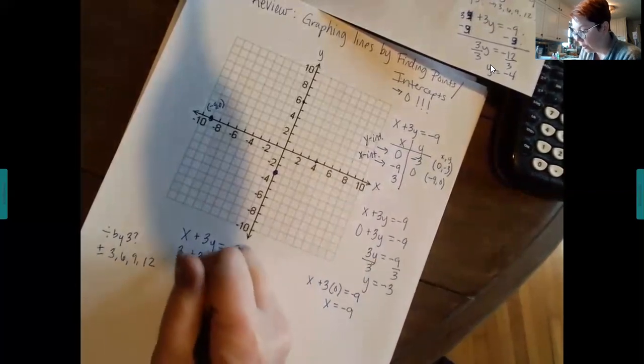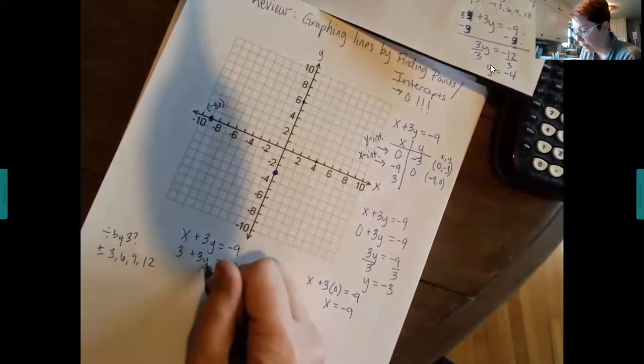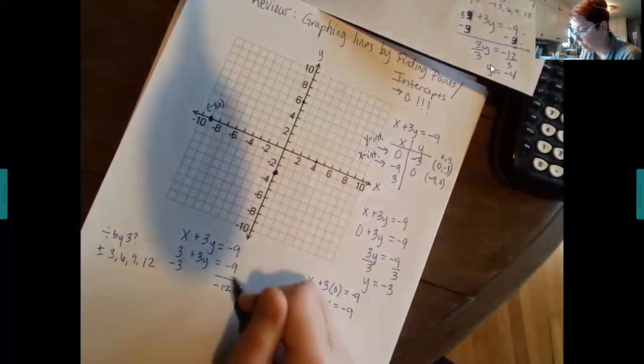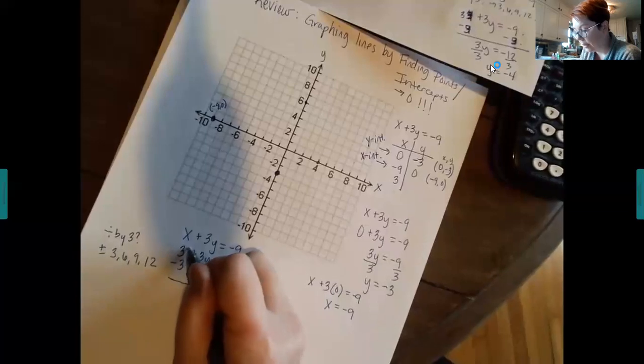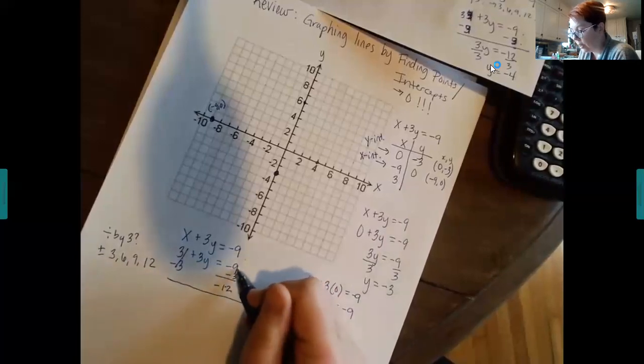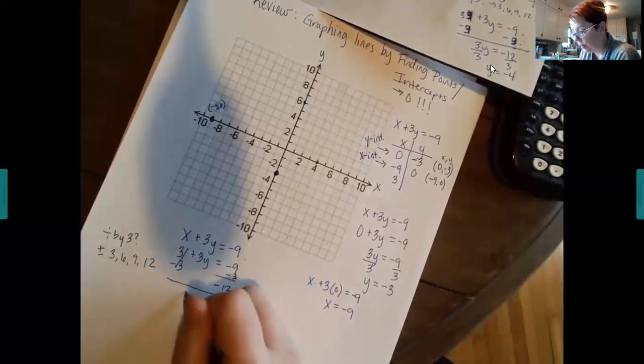All right, so I plugged in 3 for x. I'm left with my y. I subtract the 3. That makes it go away. And I'm down 9. I lose 3. That gets me to that -12.